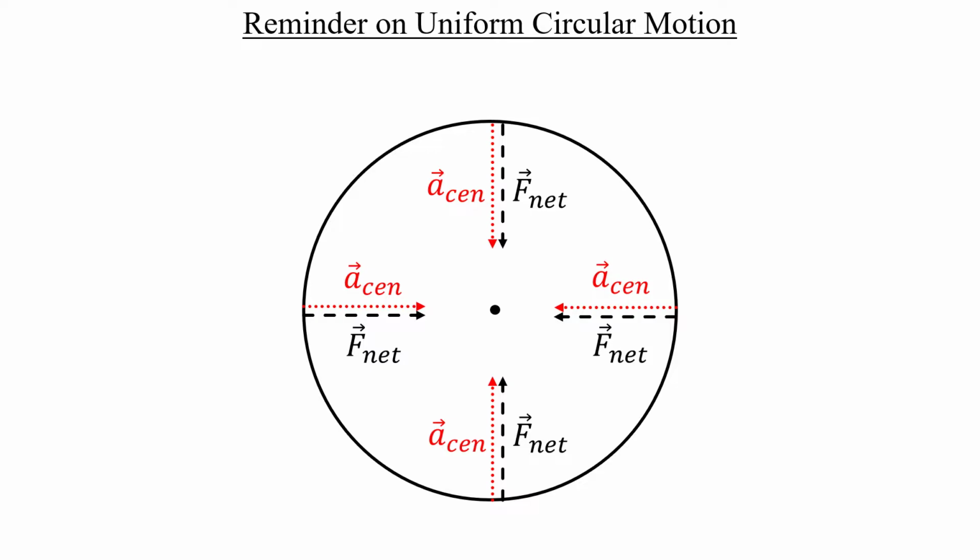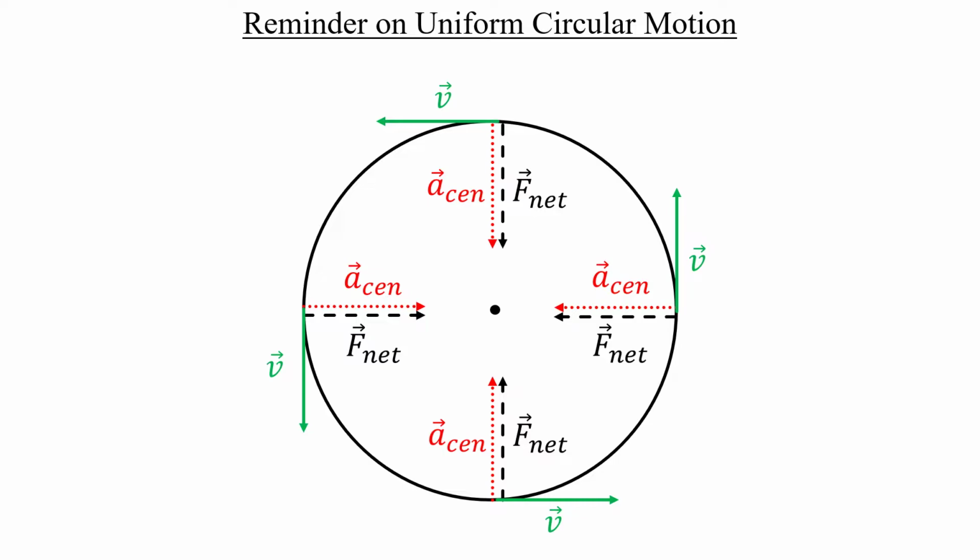Lastly, the velocity vector of the object as it moves around the circular path is going to be tangential to the circle at every point, like this. So just a couple things to keep in mind as we move forward with banked curves.